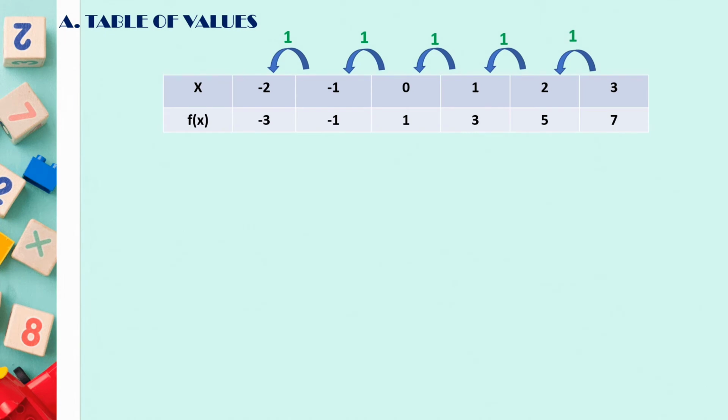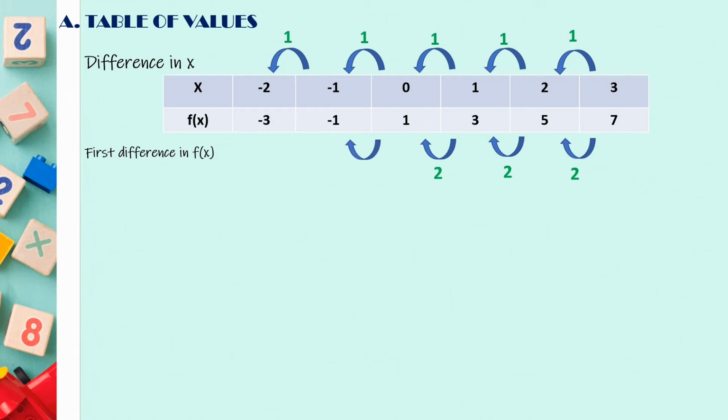Same process. Make sure that the first difference in x is equal to 1. And then, get the difference in f of x. Again, subtract the values from right to left. So, 7 minus 5 is 2, 5 minus 3 is 2, 3 minus 1 is 2, 1 minus negative 1 is 2, and negative 1 minus negative 3 is equal to 2. As you can see, the first difference in f of x are now equal.